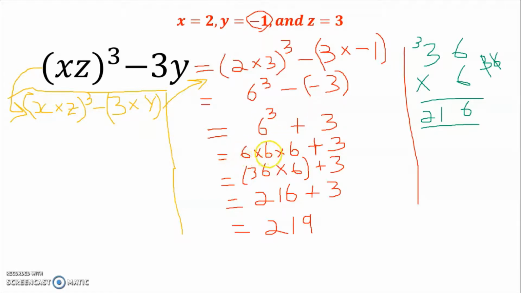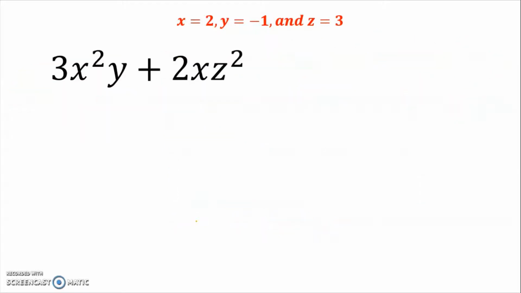6 multiplied by 6 is 36, and 36 multiplied by 6 is 216. When we add a 3 to 216, we get 219. So the value of this expression, when x equals 2, y equals -1, and z equals 3, is 219. Good. We have another expression here, 3x squared y plus 2xz squared.